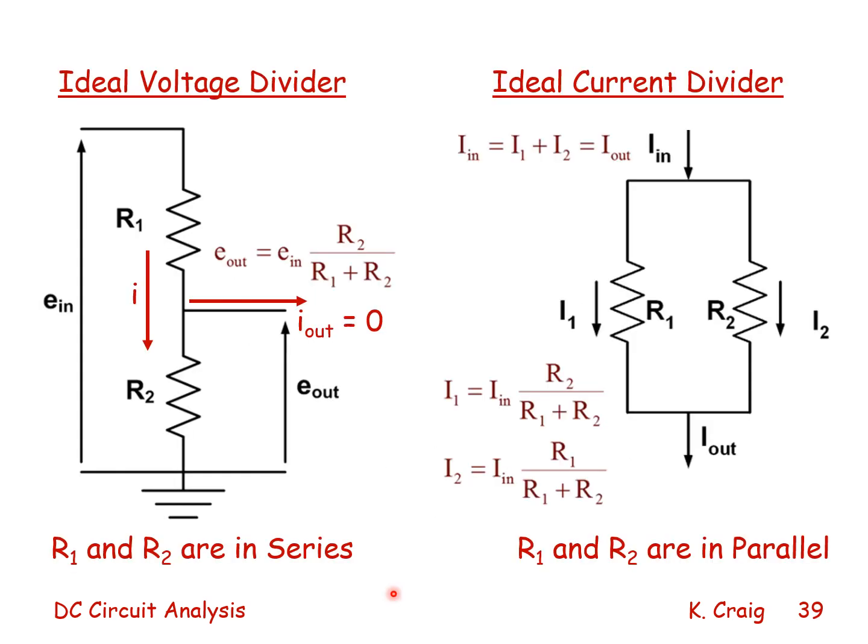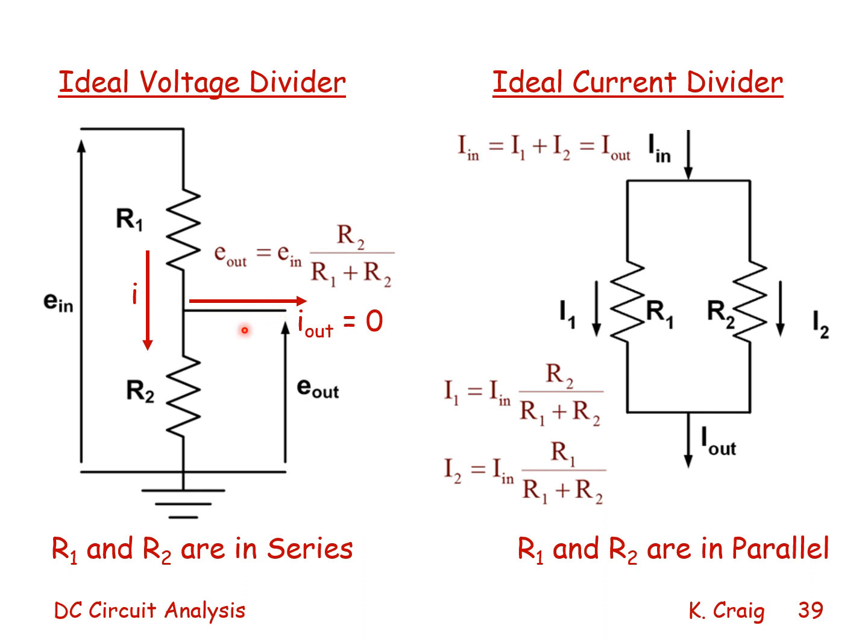Here we see two very useful formulas. One is called the ideal voltage divider. It relates two resistors in series, or two impedances in series, to the voltage in and the voltage at the node between the two resistors. And this assumes that there is no current being drawn from this circuit. I out is 0, meaning that the circuit is not being loaded by anything connected to it.